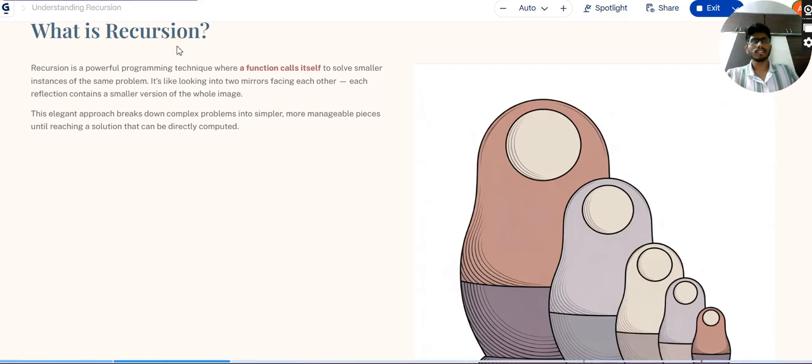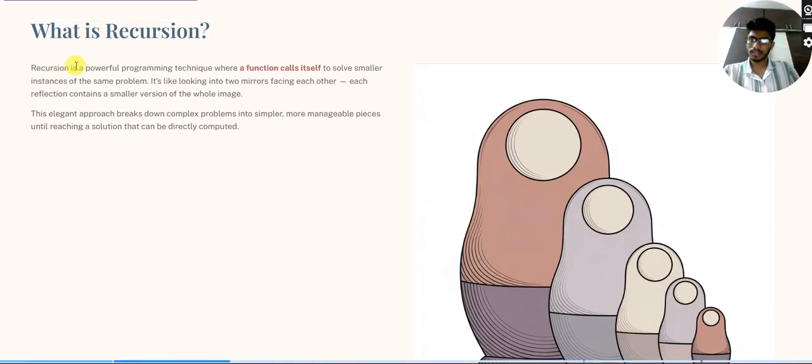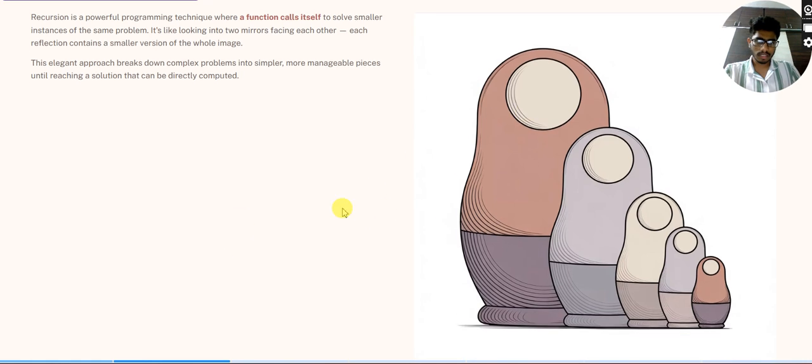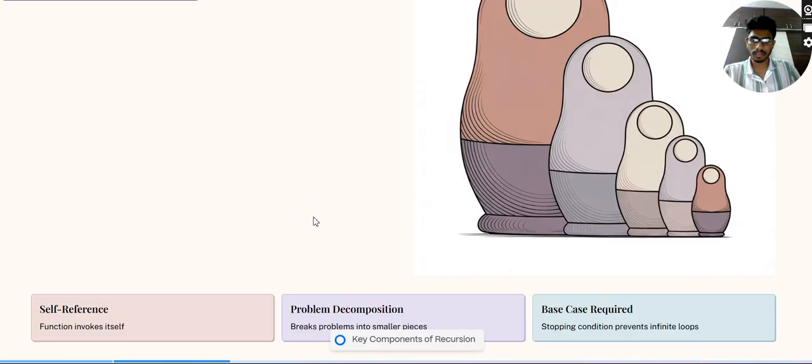What is recursion? Recursion is nothing but a function which calls itself. So recursion is a powerful programming technique where a function calls itself to solve smaller instances of the problem. It's like looking into two mirrors facing each other. Each reflection contains a smaller version of the whole image. So you can see here, this is a problem, and for this problem this is another problem, and for this problem this is another problem. We'll understand this in the following examples.